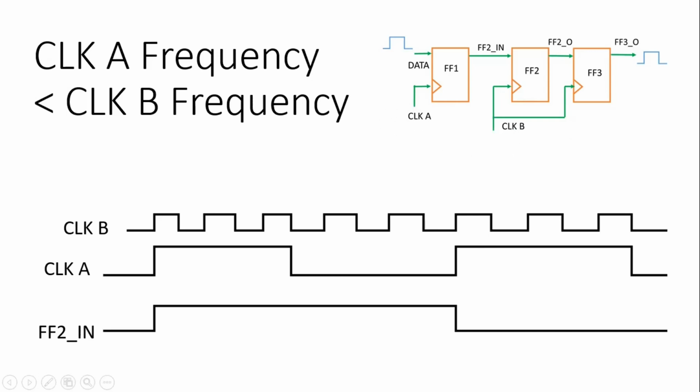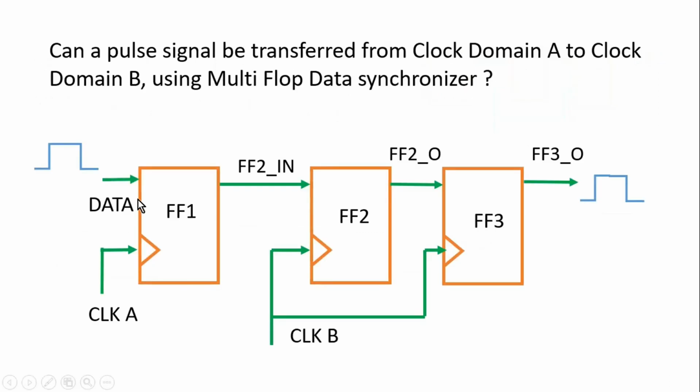Friends, now I have a question for you. If it is not possible to transfer a pulse from clock domain A to clock domain B with the help of this simple multi-flop synchronizer, then what is the correct way of transferring this pulse from clock domain A to clock domain B? Those who know this answer, please write it down in the comment section and we can discuss it there. Otherwise, I will reveal its answer in the upcoming video.